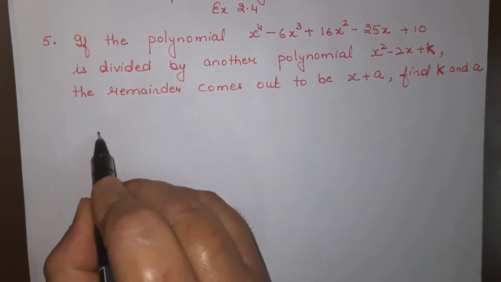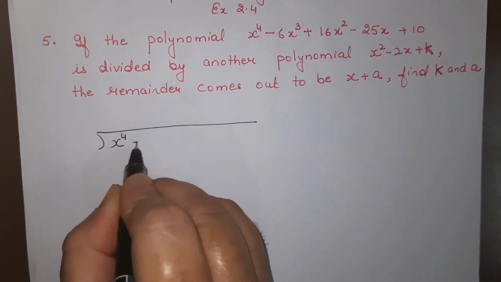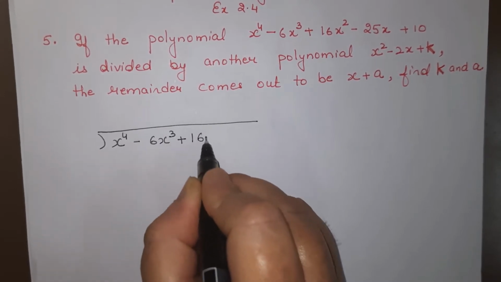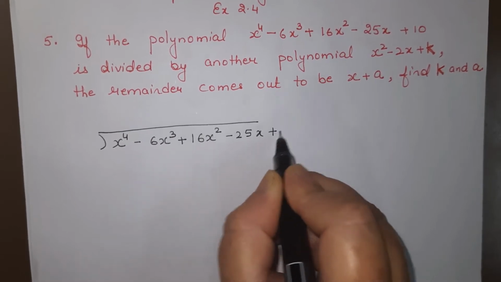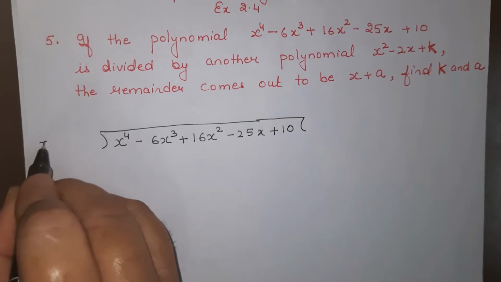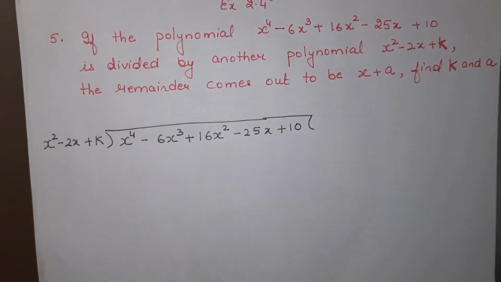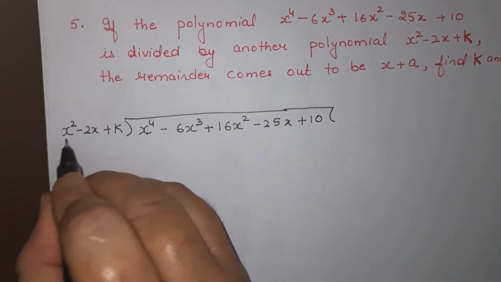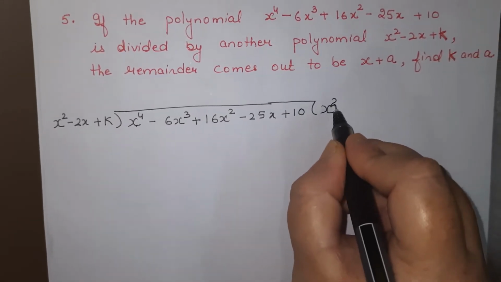So what you have to do, you have to divide the given polynomial x to the power 4 minus 6x cube plus 16x square minus 25x plus 10 by x square minus 2x plus k. Right, so the first term of the quotient will be x raised to power 4 divided by x square, which is x square. So this becomes x square over here.